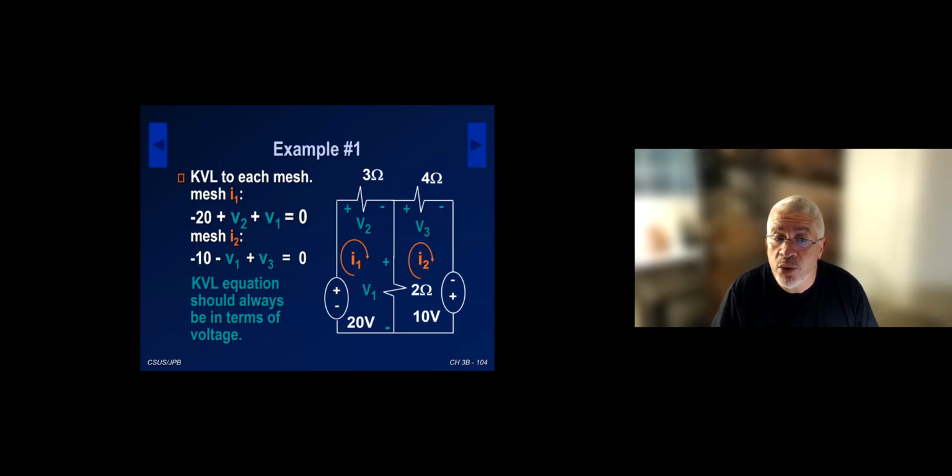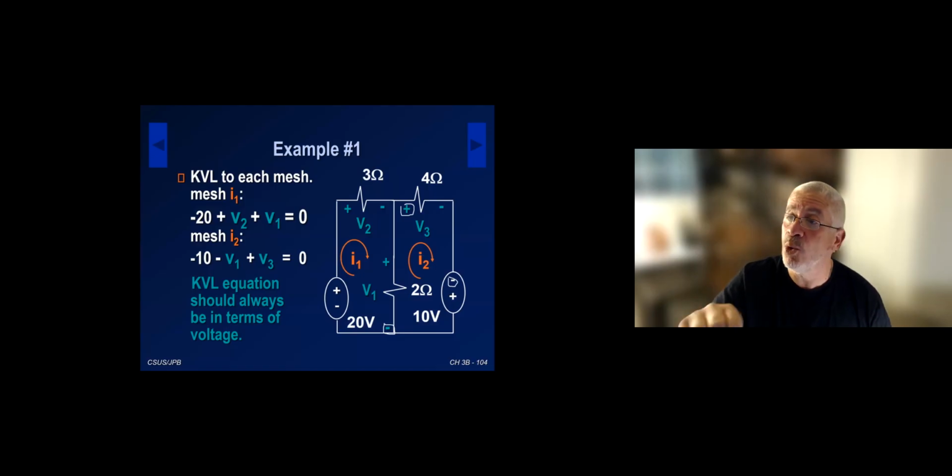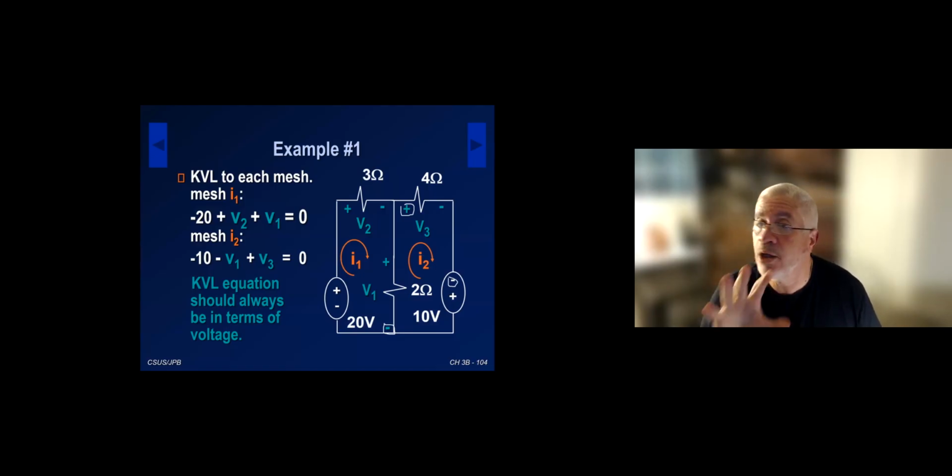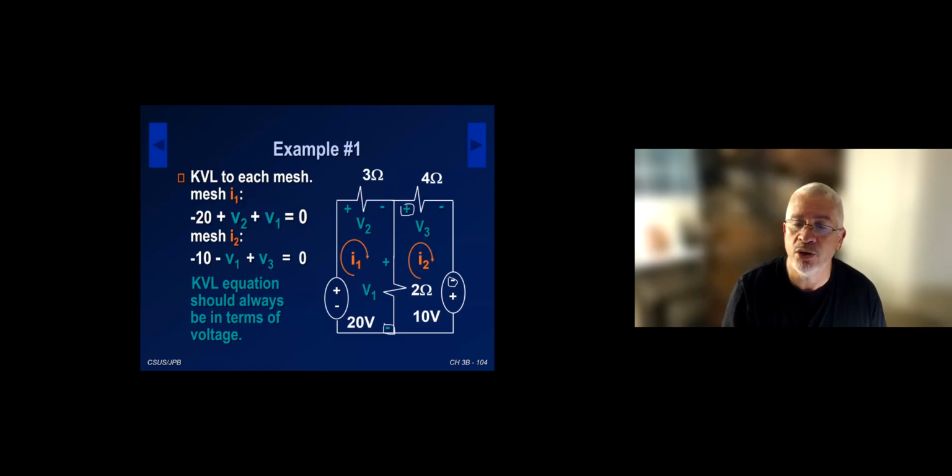Similarly, in mesh I2, you get minus 10 volt, minus V1 plus V3 is equal to 0. So these are my 2 KVL equations. These equations are in terms of voltages. Depending on where you put your plus and minus, you're going to have different equations, but still very correct. Your plus and minus essentially determine what the equations are.